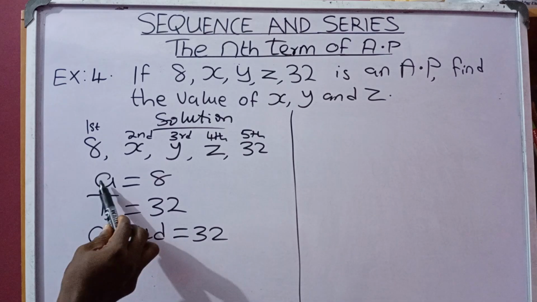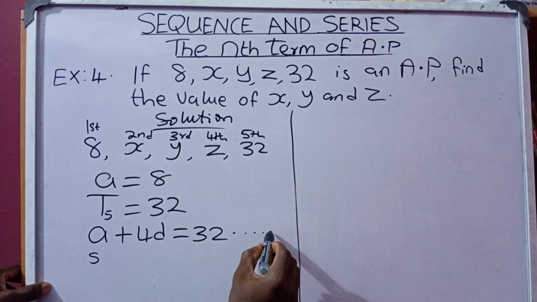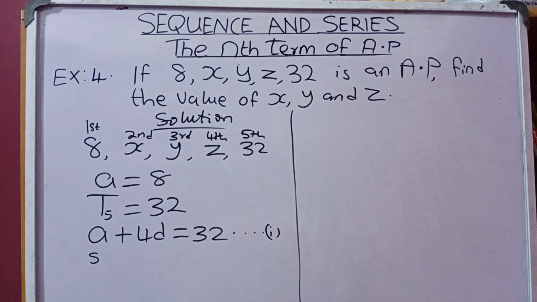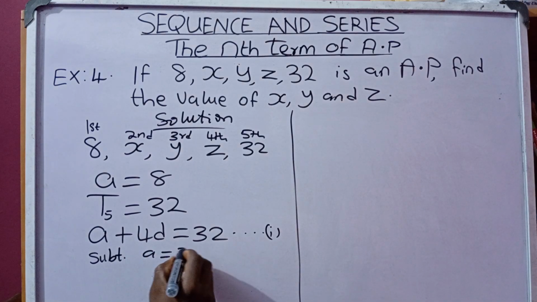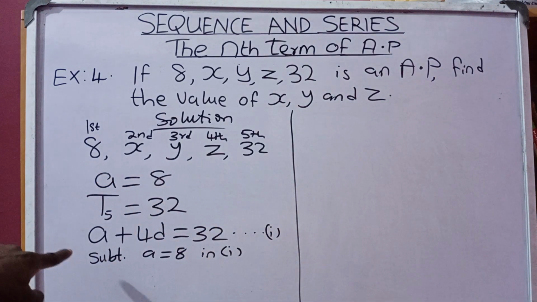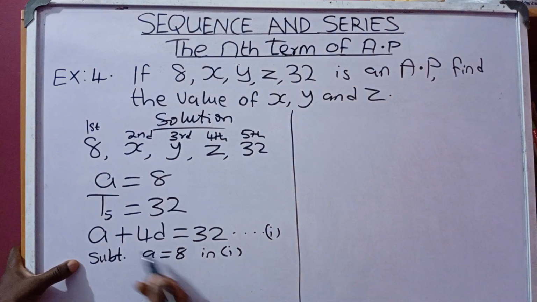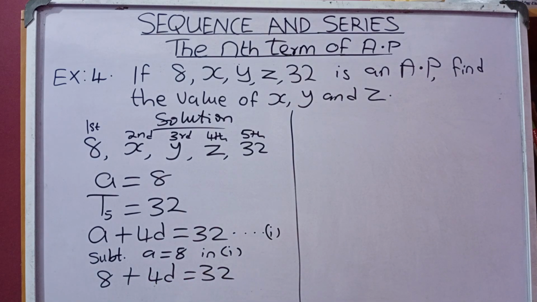So what we'll now do is, calling this equation 1, that shouldn't scare you. Whenever we say equation 1, that is just to tell you, remember this, I am coming back to it. All right, so substitute A, which is equal to 8, in that equation 1. That means wherever we see A, we put 8 in this equation. In place of A, we put 8 plus 4D equal to 32.